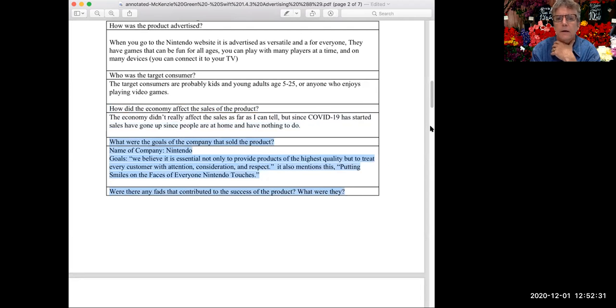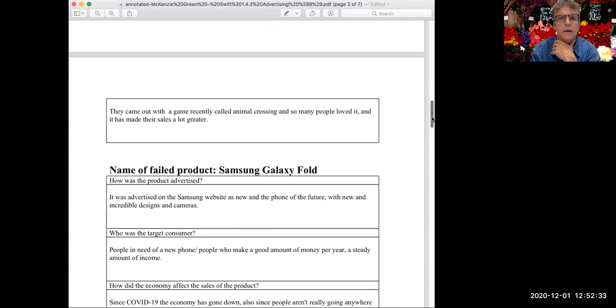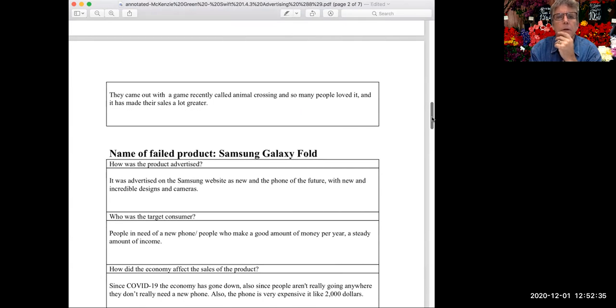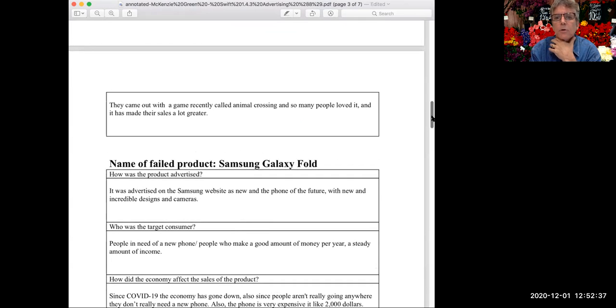Where is this stuck? They came out with a game recently called Animal Crossing. So many people loved it. It has been great for their sales.